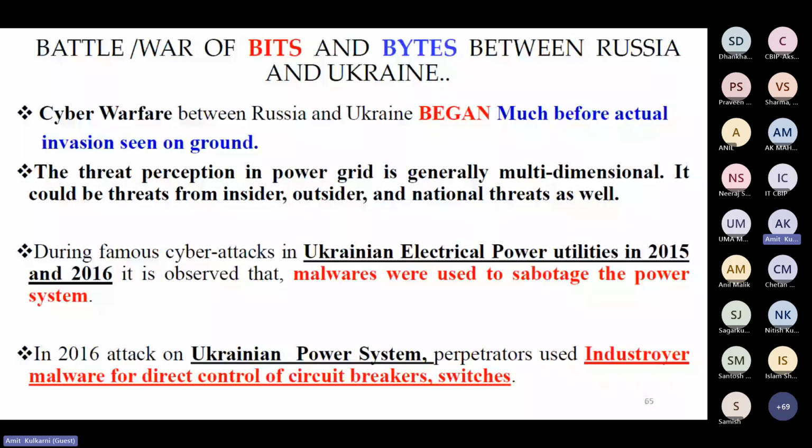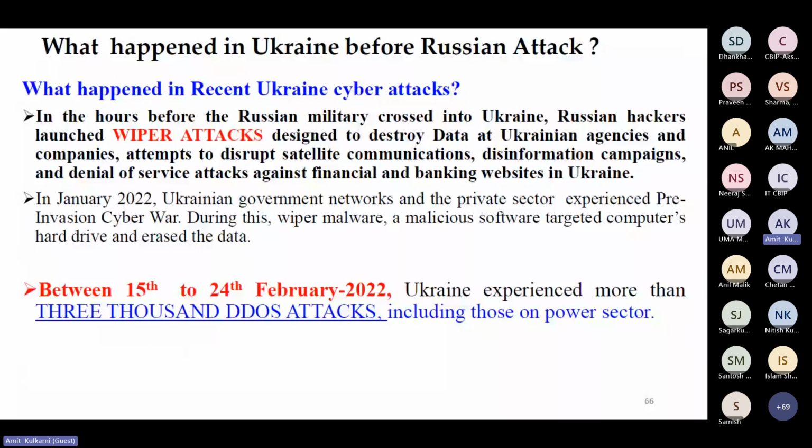So what happened actually? Much before the Russian invasion of Ukraine, there were wiper attacks targeted against Ukrainian agencies and companies, including power companies, power sector systems, which wiped out all the data, leaving no trace. Between 15 and 24 February 2022, Ukraine experienced more than 3,000 distributed denial of service attacks, that is DDoS attacks, on the power sector.